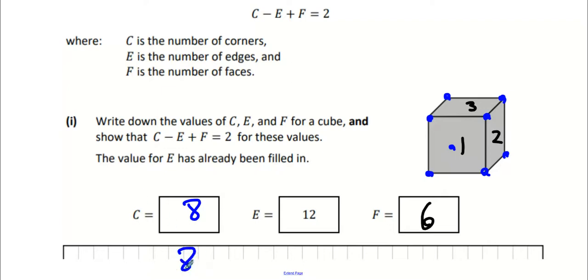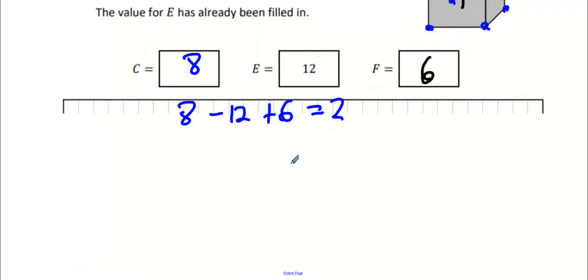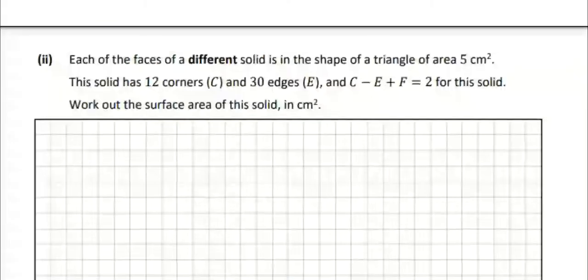And then we're going to test if the formula is true. So it's going to be 8 minus 12 plus 6. And does that equal 2? Yes, it does, because 2 equals 2. You put it in. Happy days. Let's move on.